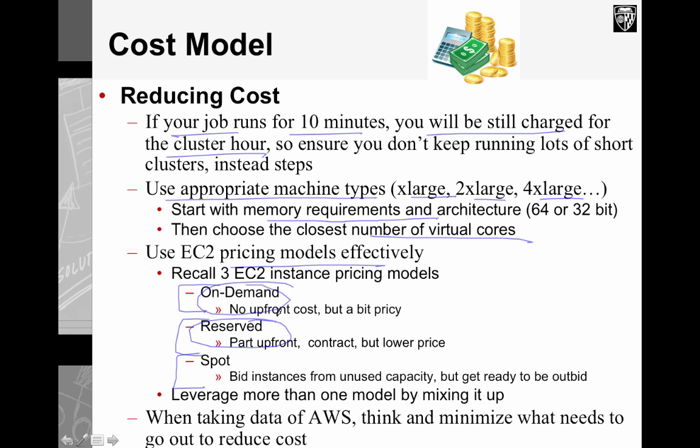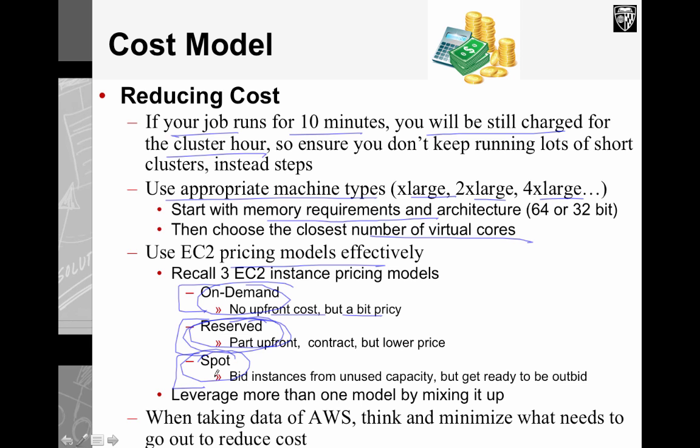When you do on-demand, there is no upfront cost, but it's a bit pricey and there is no contract. But if you're going to be doing reserved, that means you're telling AWS guys that you want to sign a 1 year or a 3 year contract with them, but at a lower price. There is also something called spot instances, which is where you bid for instances from unused capacity. There's a lot of people that have bought instances, they have reserved instances into the future, but then they're not really using it, in which case they actually put it into the marketplace. You can go ahead and bid for those instances.